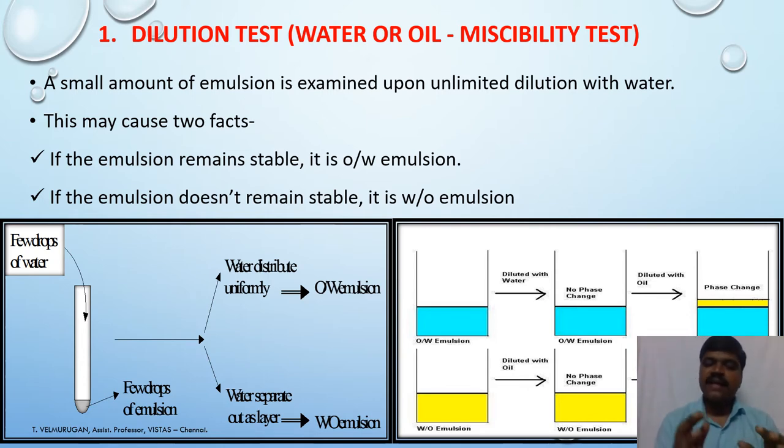Easy. If not, that is, if it affects the nature of the emulsion, then this is not an oil in water type of emulsion. Maybe that is water in oil type of emulsion. You can identify easily. Okay. Yeah. Next.